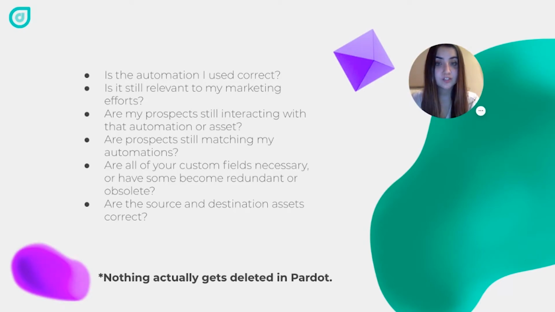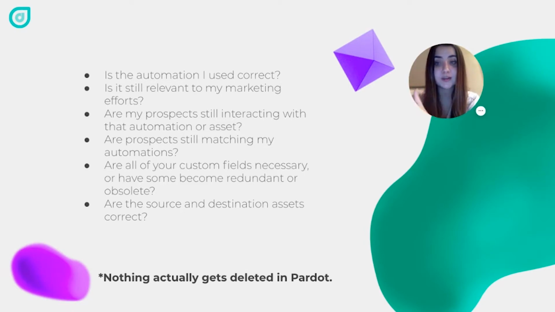So here you might want to check automation rules that were created for past events, for past webinars, maybe for specific ebooks, maybe an ebook that came out a year or 2 years ago, and that is related now to a campaign in Pardot, may not be as relevant now to your prospects.